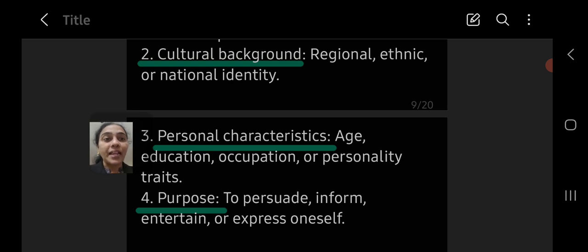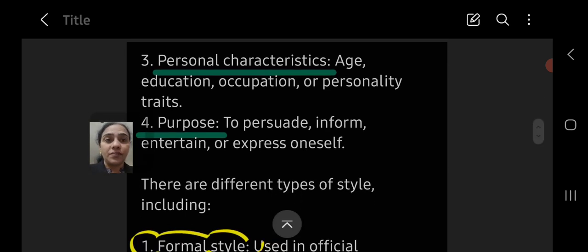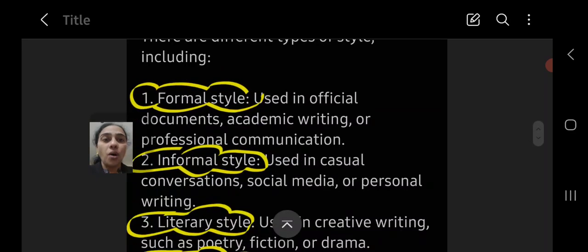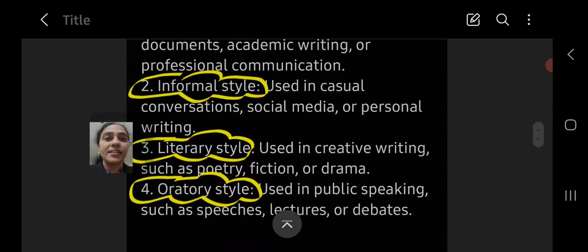And also the purpose: to express oneself, or are you speaking to inform somebody, or are you speaking in order to explain a concept, also decides the style of your English language. Correct. Now, what are the types of different styles? Formal, informal, literary, and oratory.